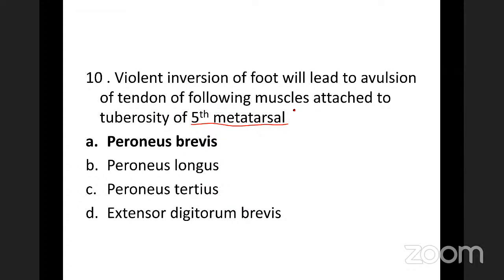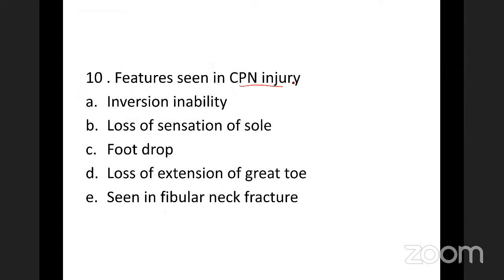metatarsal. Features seen in common peroneal nerve injury: inversion, loss of sensation of the sole, foot drop, loss of extension of the great toe, seen in fibular neck fracture.